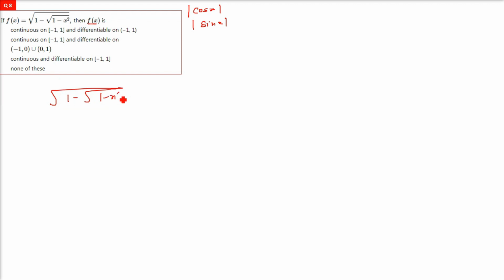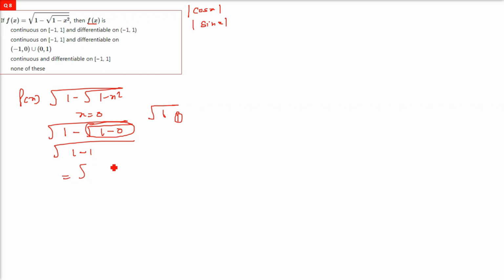So when you have a function like this, f(x) is 0 when? That is how we decide where to check. So when you put x = 0, what do you get? 1 - under root (1 - 0). So under root 1 is 1 only. And 1 - 1 is again 0. So under root 0 is 0. That means this function will be 0 at 0. So we have to check at x = 0. Right?